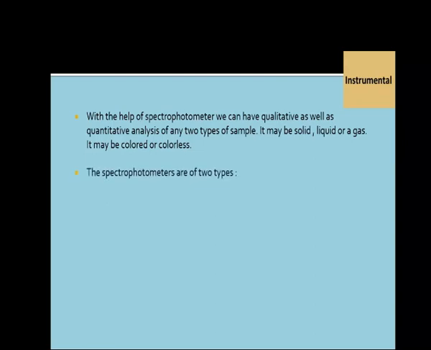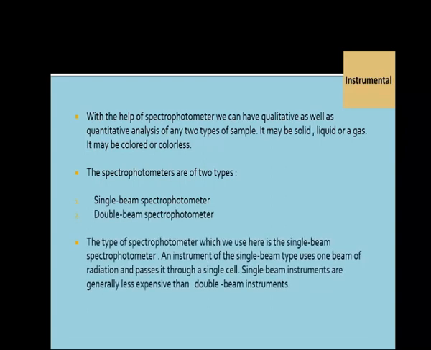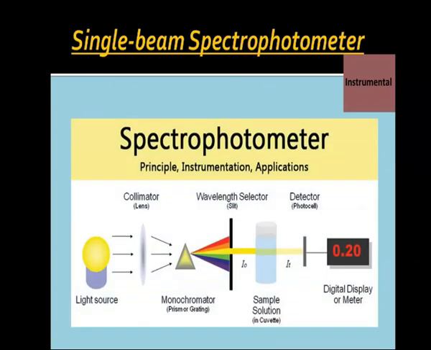The spectrophotometers are of two types: single beam spectrophotometer and double beam spectrophotometer. The type of spectrophotometer which we use in this experiment is a single beam spectrophotometer. An instrument of the single beam type uses one beam of radiation and passes it through a single cell. Single beam instruments are generally less expensive than double beam instruments. So, following are the main components of a single beam spectrophotometer.